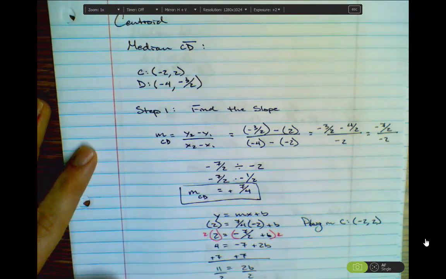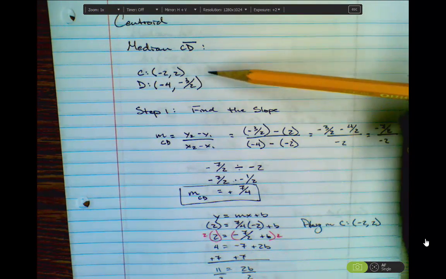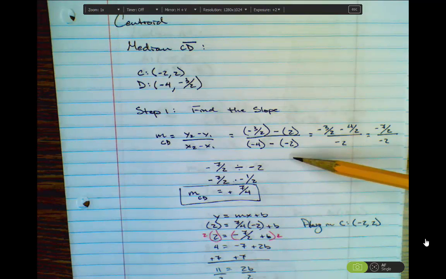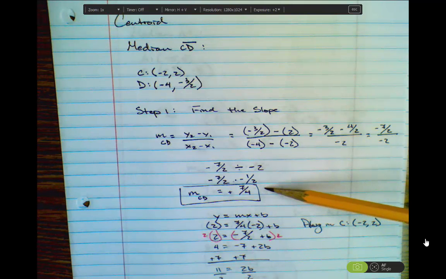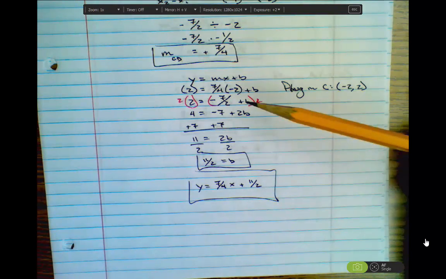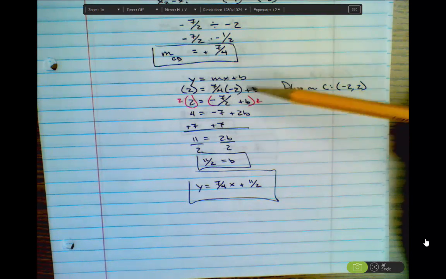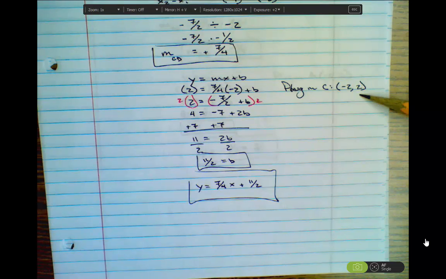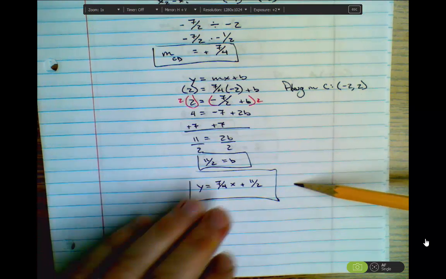For the centroid, I chose to find the median CD. So I have my two points. The first step is to find the slope. The slope that I get for segment CD is 7/4. I plug in the slope and a point. In this case, I plugged in point C. Okay, I get my equation.